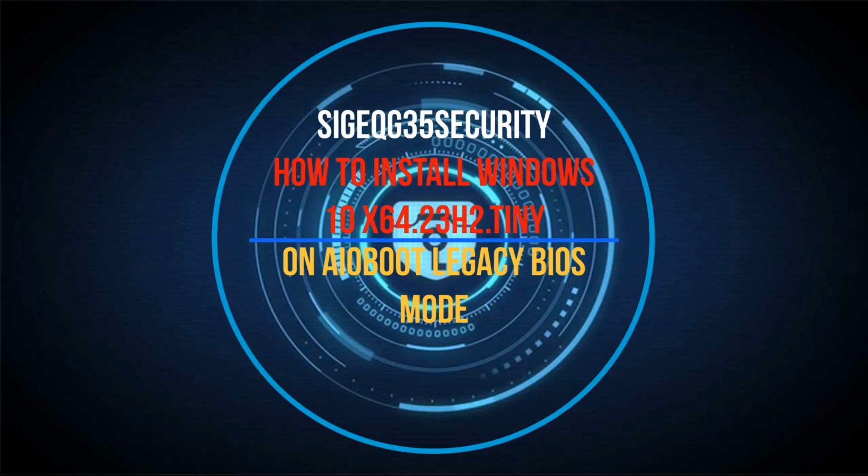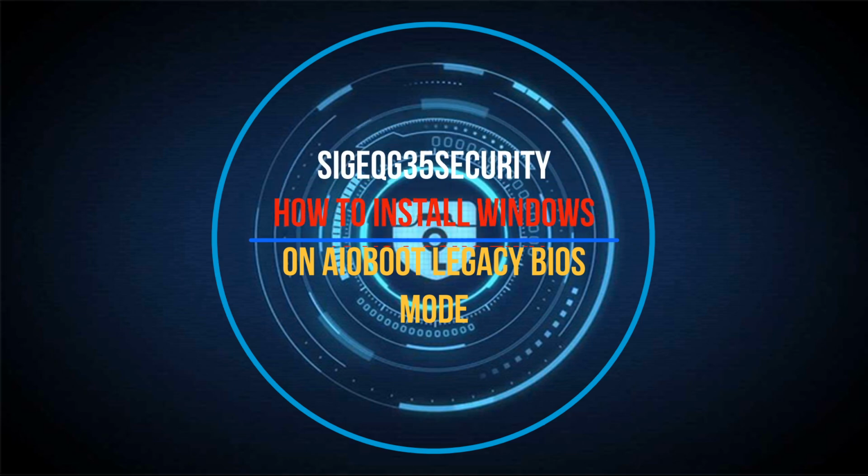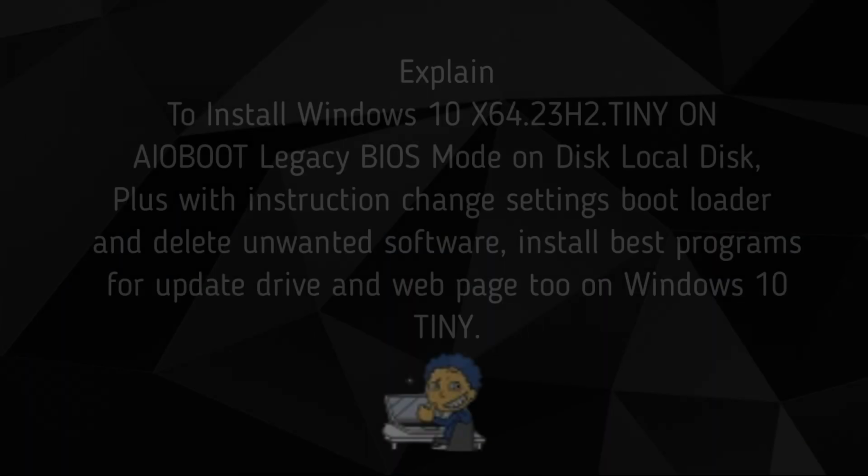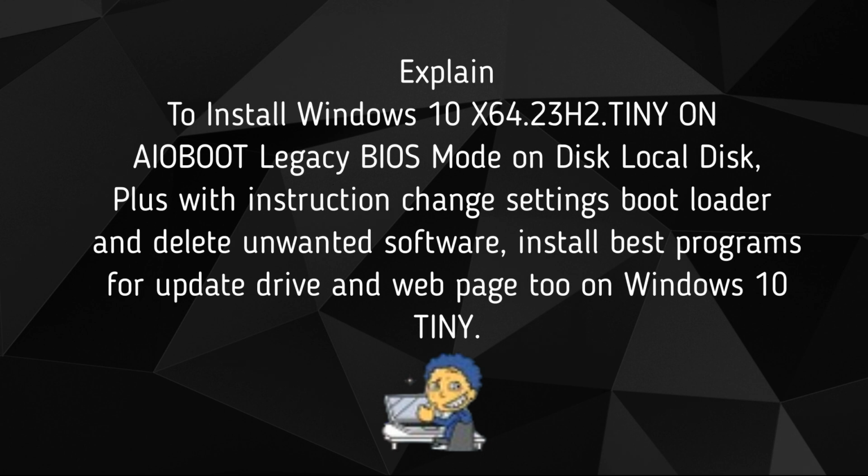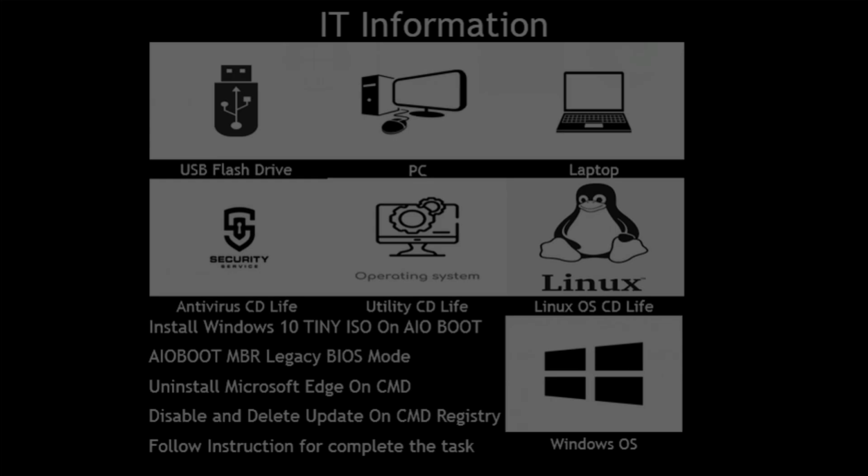Today I will show you how to install Windows 10 x64.23h2.tiny on AIOBOOT Legacy BIOS mode. Explain how to install Windows 10 x64.23h2.tiny on AIOBOOT Legacy BIOS mode on a local disk, plus instructions to change bootloader settings and delete unwanted software. Install the best programs for updating drivers and a web page 2 on Windows 10 Tiny.